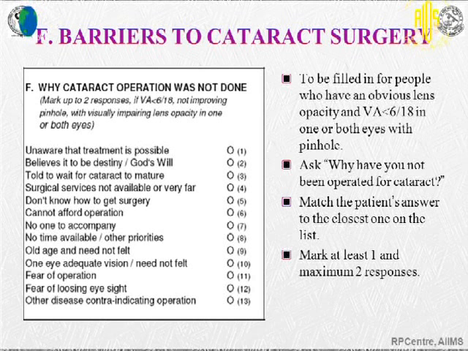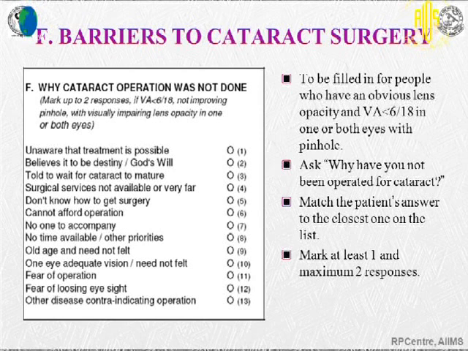Next is section F, which explains the barriers to cataract surgery: why cataract surgery was not done in a person who required it. He was blind because of obvious lens opacity, but the surgery has not been done. There are 13 barriers listed in the form. You can take the history and match the patient's response to the closest one of these.